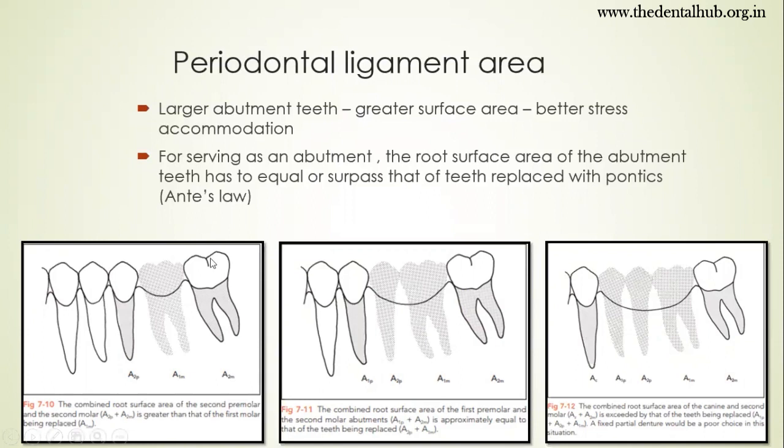If we see the first situation, the periodontal ligament area of the premolar and the molar together surpasses the missing teeth. In the second situation, it is almost equal. The prognosis might be fair. But in the third situation, the prognosis will be very poor because the periodontal ligament area is very much less than the pontics to be replaced. So in this case, it's a complete no.